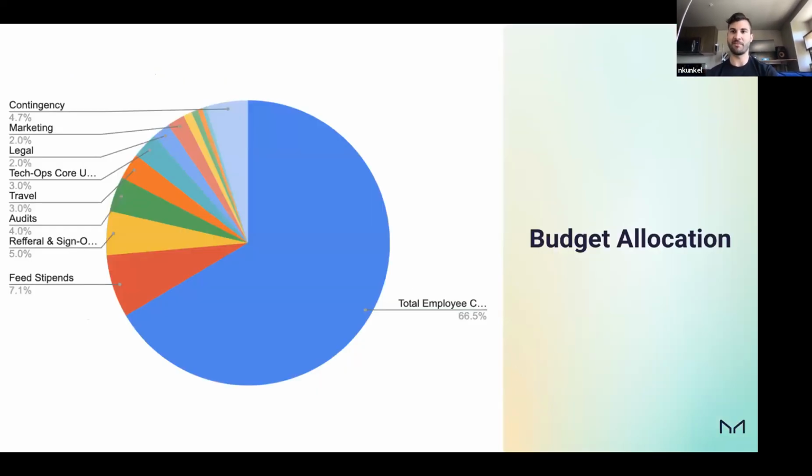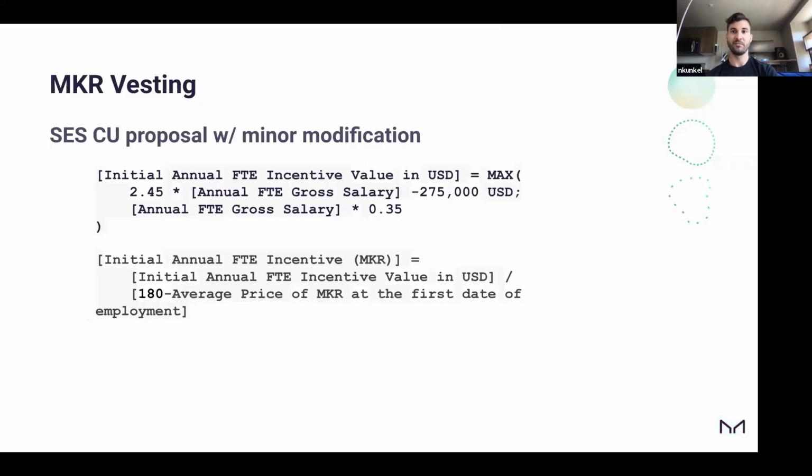So this is the same kind of data as before, just in pie chart form, so you can see what the distribution is. As you can see, right, the cost of employees is really where most of the money is going. And then we have MKR vesting. And so we're using the model that was proposed by SES with minor modifications.